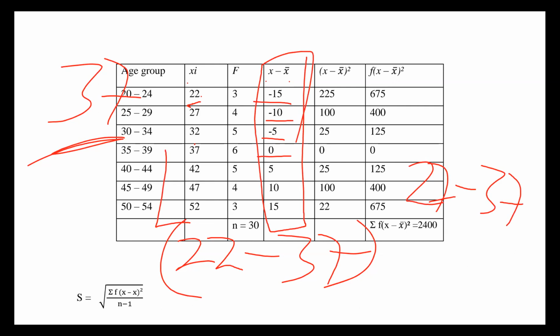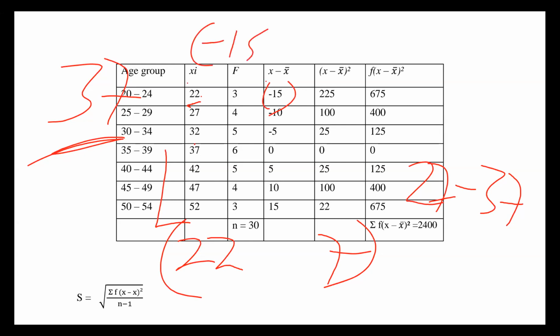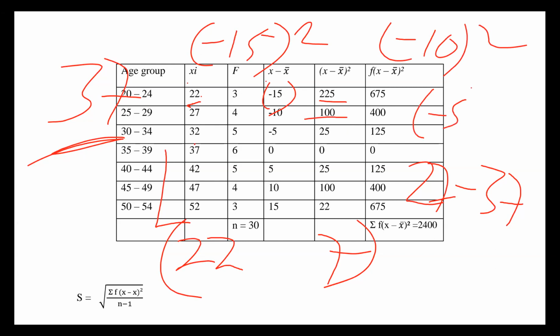Once you find the column for the deviations, it becomes very easy now. You square these deviations. When you're squaring the deviation, make sure you put them in brackets like this. You don't say just negative 15. You open the bracket, negative 15, and you square that. It gives us 225. Open the bracket, negative 10 squared, that gives us 100, right? Open the bracket, negative 5, you square that, gives us 25. 0 squared is 0. 5 squared is 25, and 10 squared is 100.